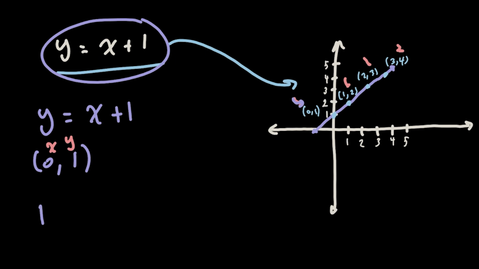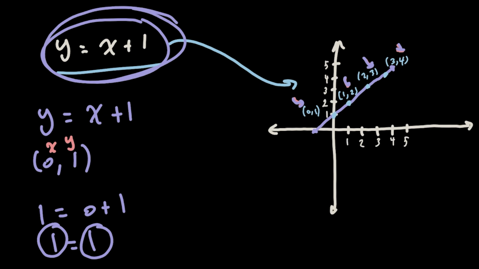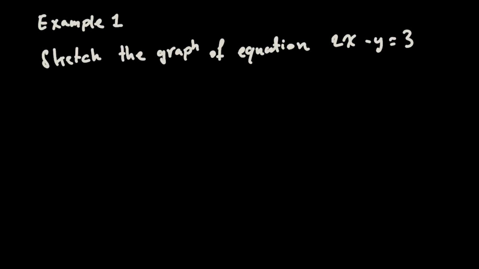So we have 1 equals 0 plus 1, and that would equal 1 equals 1. And that proves that this point is a solution, or on the line. Actually, you can try the other points and you will find the same thing. You'll get a value equal to another value, and that indicates that this point is a solution for this equation. Let's see an example.